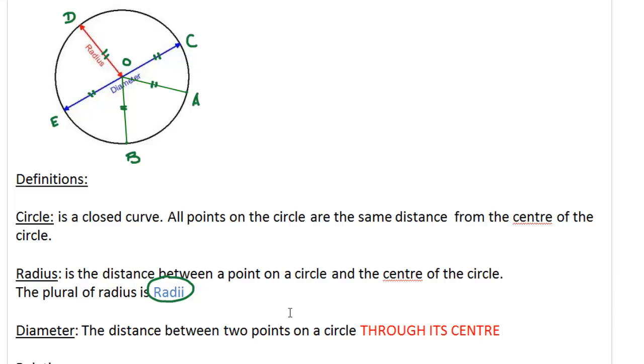Diameter: the distance between two points on a circle through its center. Now the question: why is "through its center" in red? This is very important. The distance between two points on a circle. So let's talk about this one in detail.